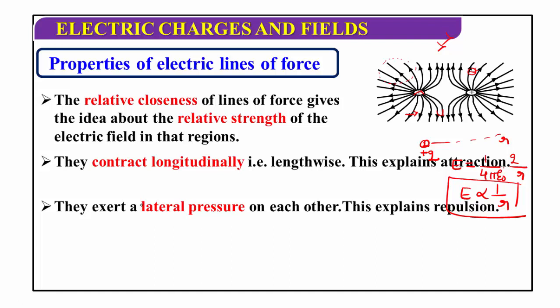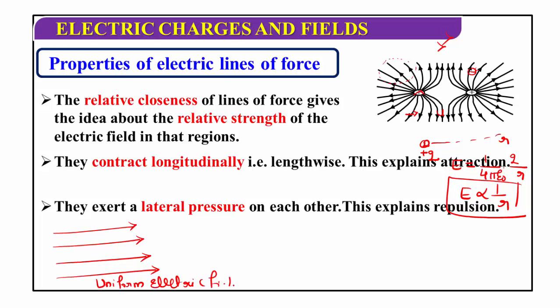Electric field lines always move in a straight path, equidistant and parallel to one another, in the region of uniform electric field. In the last class, I explained this property.